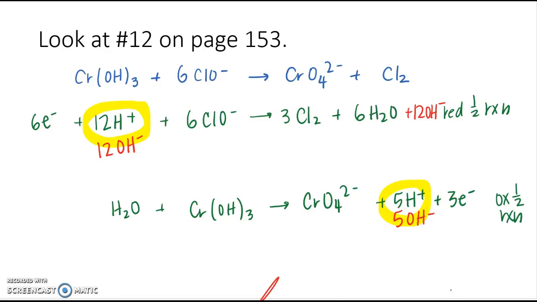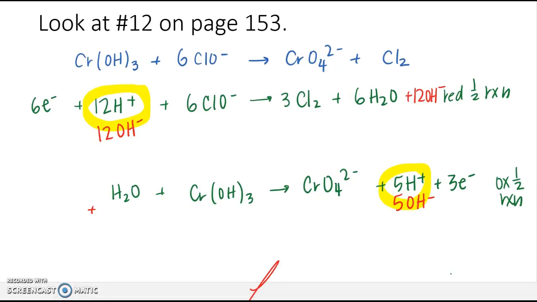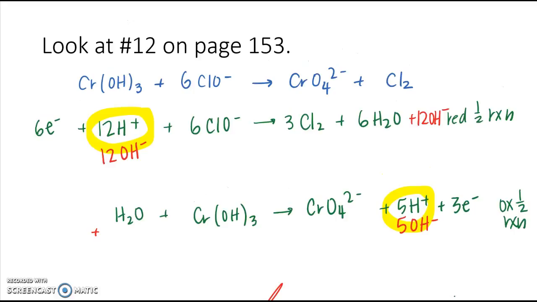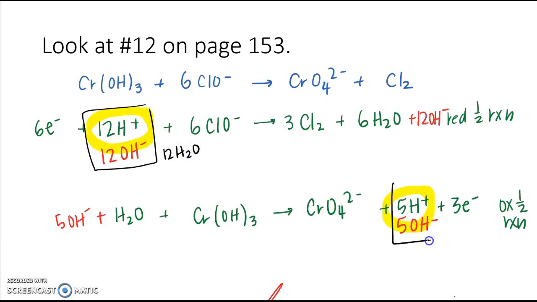If I add 5 OHs on that side, then I have to add 5 OHs on this side as well. And then remember, when you have the H's and the OHs together, this forms waters. So I'm going to have 12 waters. This forms waters. So I'm going to have 5 waters. And then now, this doesn't exist anymore, because they came together to have this.